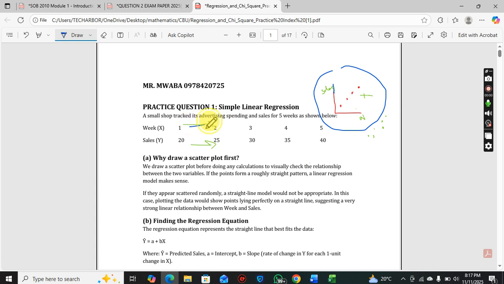As the number of weeks are increasing, even the sales are increasing. So from this upward sloping graph we can see there is a positive relationship, meaning as one variable increases, the other variable increases. I believe most of you took economics here. Remember, in economics, law of supply, positive relationship between price and quantity supplied, you get an upward sloping graph like this. So the purpose of the scatter plot is to see visually the relationship between the variables.